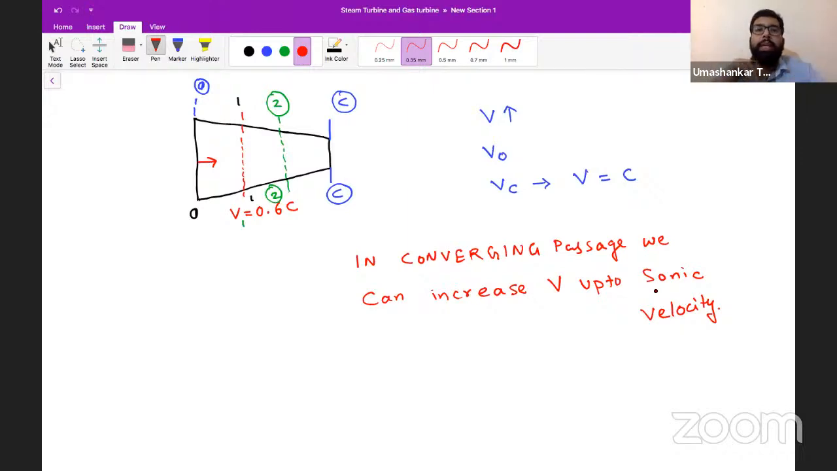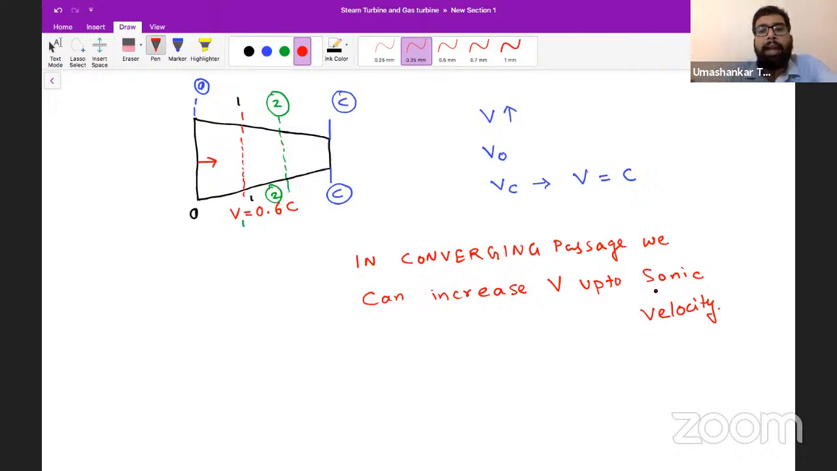So how must the nozzle be designed if the entry condition is subsonic and exit condition is sonic? So exit condition is sonic and entry condition is subsonic. So you must design a converging nozzle. You must design the converging nozzle till the throat.